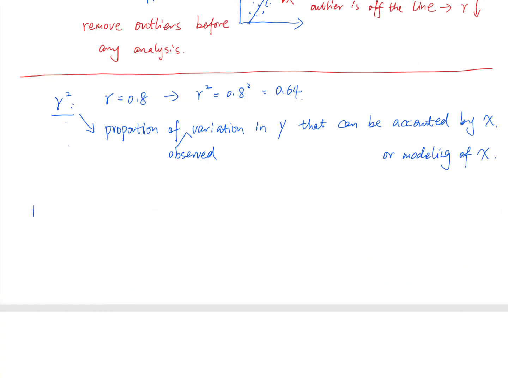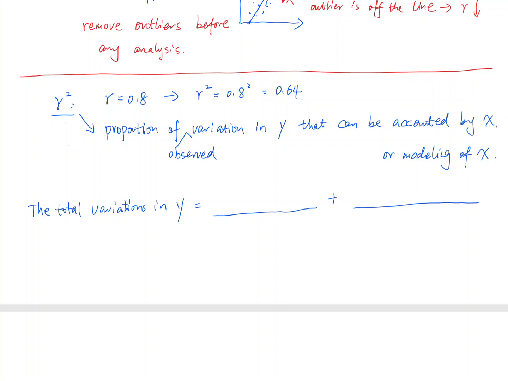So we say the total observed variation in Y, right? Actually we want to study where these variations come from. Why are these Y values different? These total variations in Y can be divided into two parts, right?